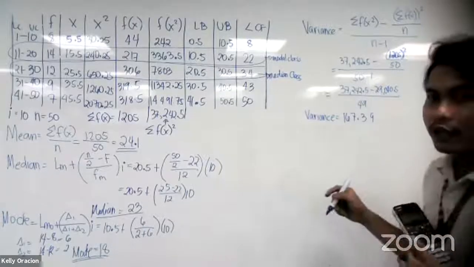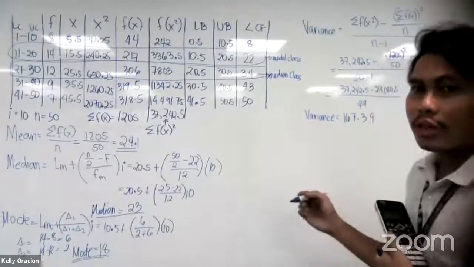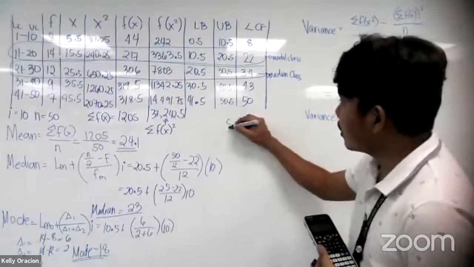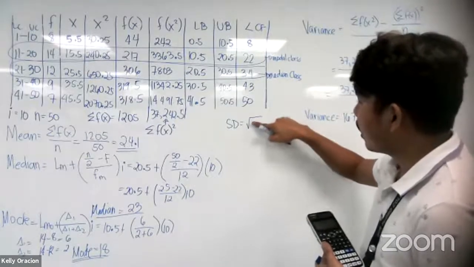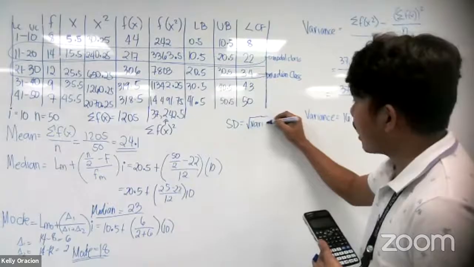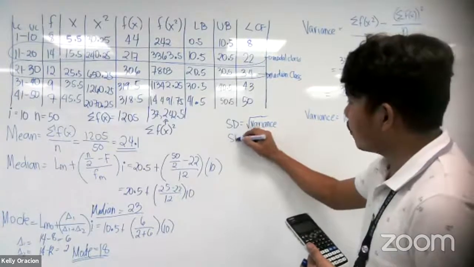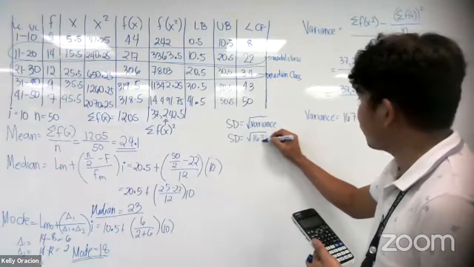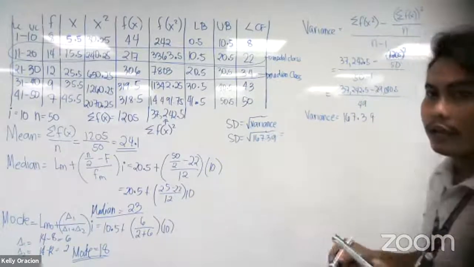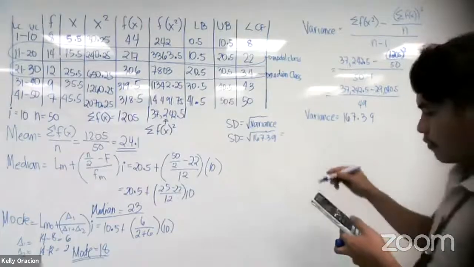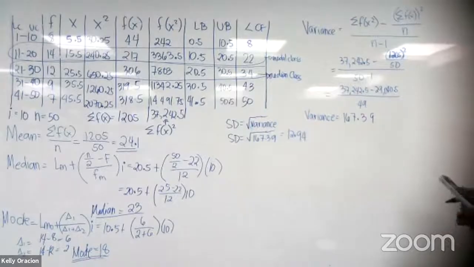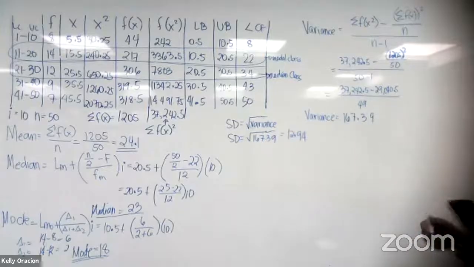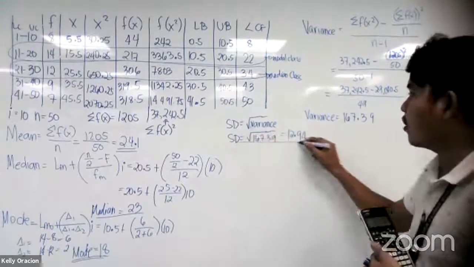Okay? And to get your standard deviation, standard deviation is equal to the square root of variance. So, standard deviation is equal to the square root of 167.39. The answer is 12.94. Okay? So, this is how we get the standard deviation and variance.